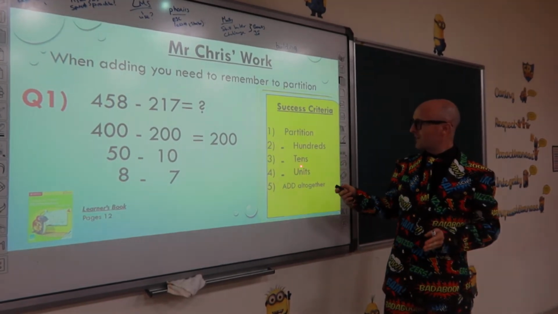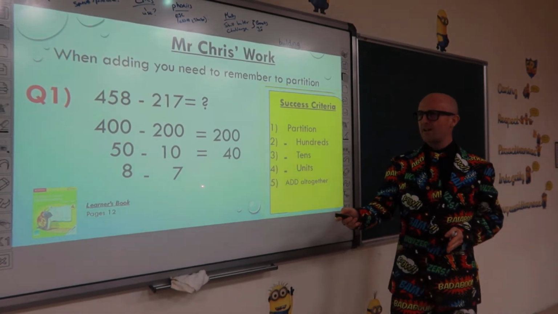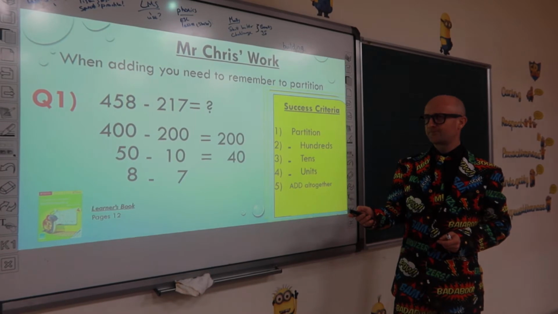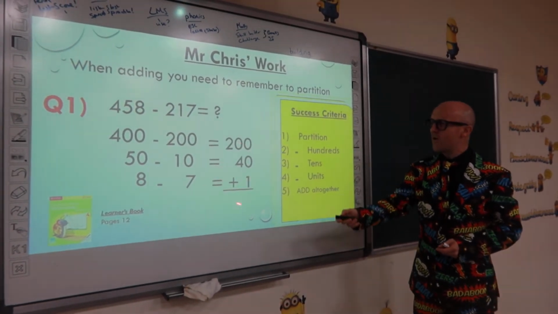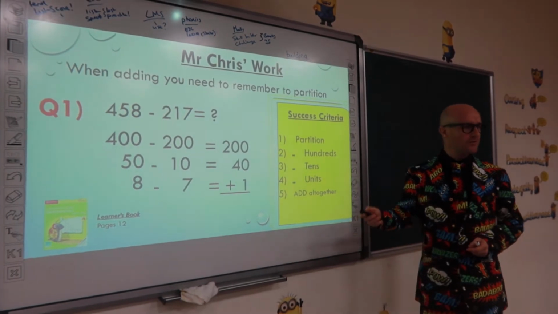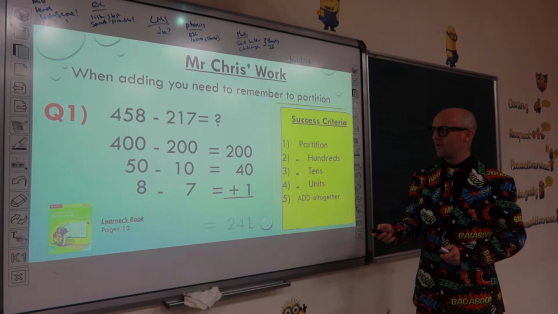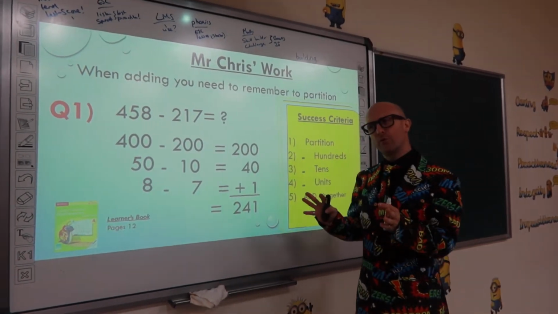Well done, so we've taken the hundreds, now we're taking the tens. Now we're going to take away the units. 8 minus 7, can we do that? Yes. And 8 minus 7 is 1. And even though we're subtracting, we need to now add the total. So 200 plus 40 plus 1 is 241. Kapow.